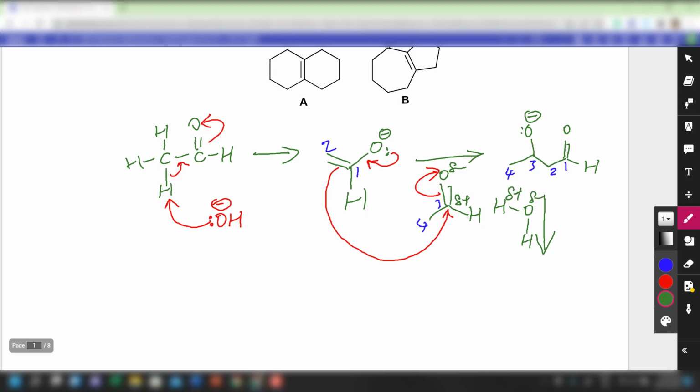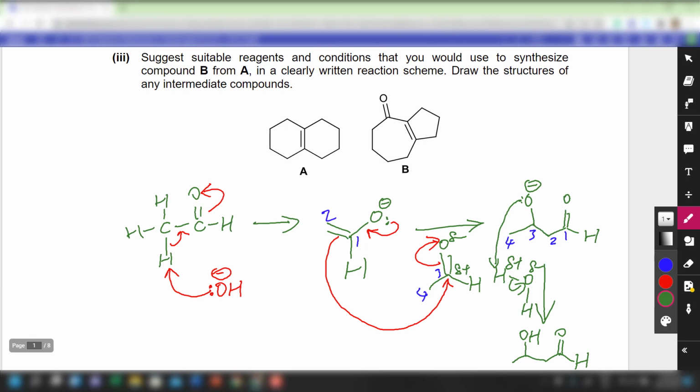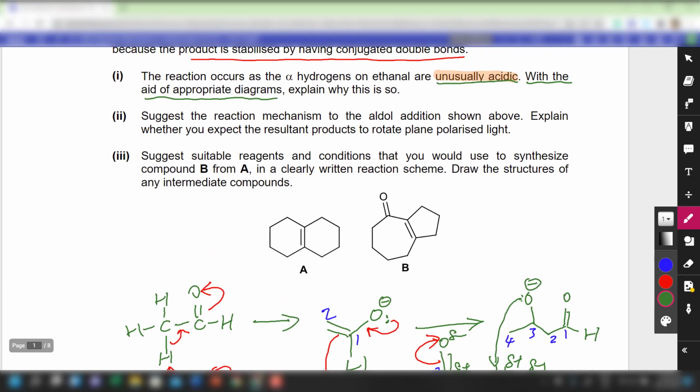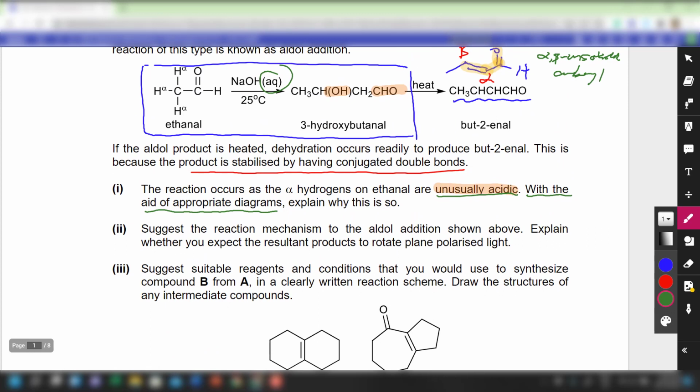So the lone pair will then attack the H, and then it will break towards the oxygen. And then that's how you will get the hydroxyl ethanal, something like this. You are simply asked to draw the nucleophilic addition product or the aldol addition product. You can leave it as it is.